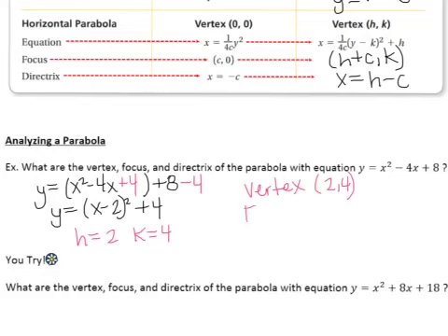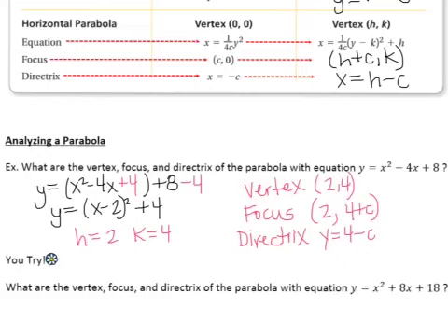My focus, which is at h, comma, k plus c, is going to be at 2, comma, 4 plus c, and my directrix is at y equals k minus c. So y equals 4 minus c. Now we just need to find out what our c is. So remember that our c coincides with what our a is. Our a value is in front here, so it's a 1.